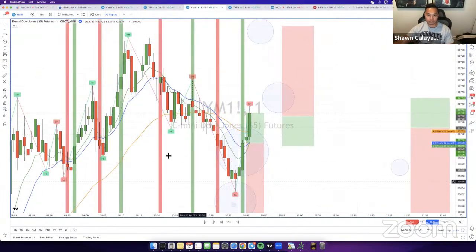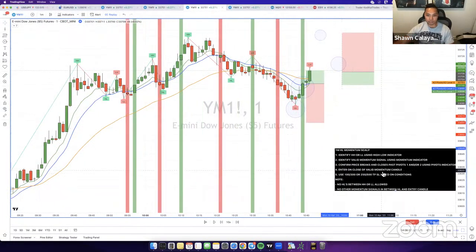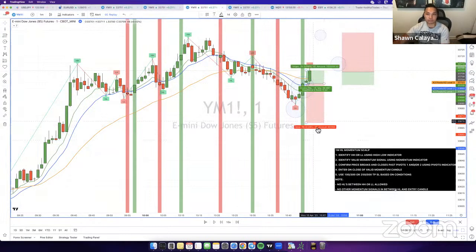So the first entry was right here that actually came up. This was at 10:45. So this was the first entry that came up. We didn't take it obviously because we don't trade this late into the session. But for others who were trading, this is what would have came up.